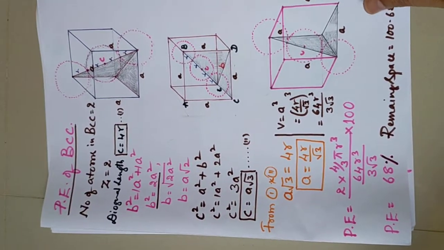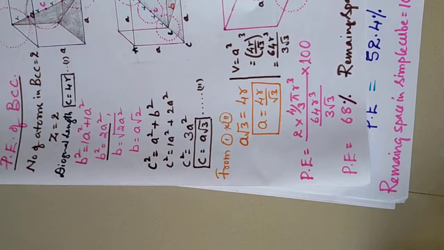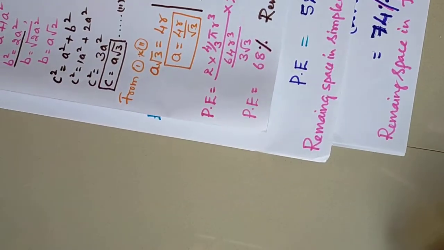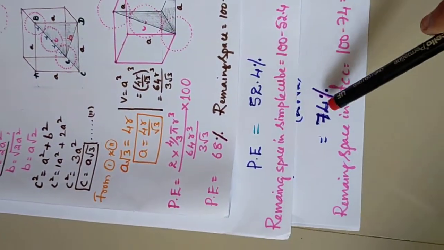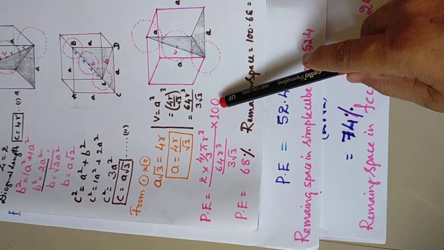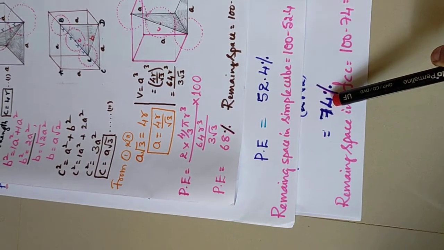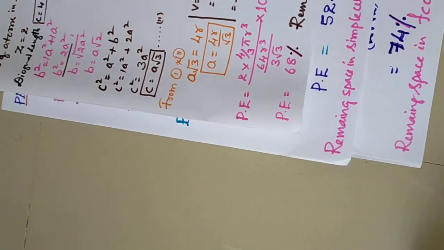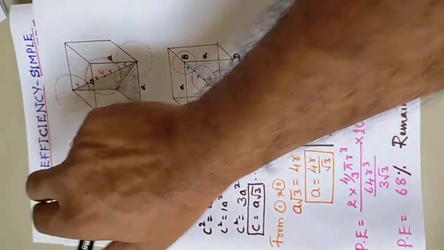So what are the three things? BCC 68%, FCC 74%, and simple cube 52.4%. See how the three different things are there. Here is a simple cube, then here is BCC, and then FCC. FCC is more, face centered is more, simple cube is less, and BCC is in between. So these are the three derivations that come under packing efficiency.